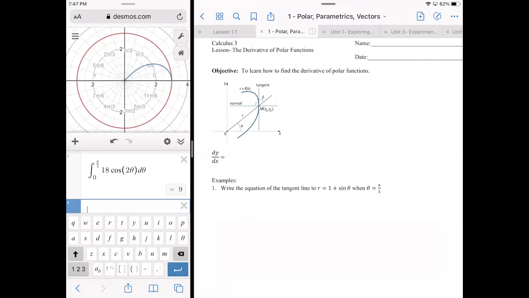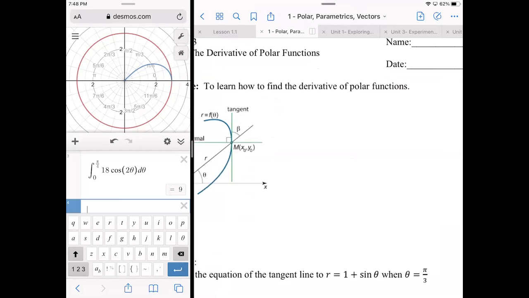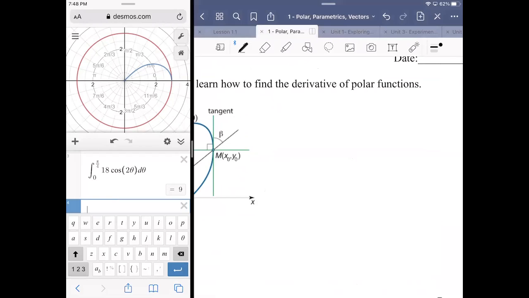So when you're dealing with derivatives of polar functions, we still have to come up with the equation of a tangent line, and that equation of a tangent line is going to be in rectangular form, or at least it's thought of in rectangular form. It's a rate of change of y with respect to x, all right? So what we're going to need is an x equation and a y equation in order to come up with the dx and dy part of the derivative model, right?